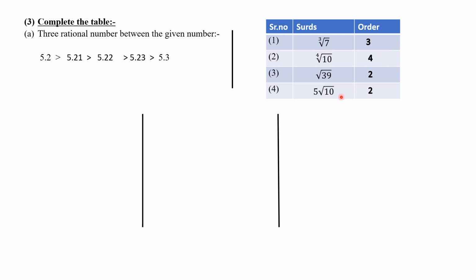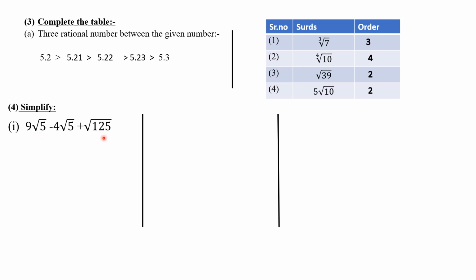So I hope you have completed this table. Now students, we'll move to our next question. Simplify. The first one is 9 into root 5 minus 4 into root 5 plus under root 125. As you know, addition and subtraction you can solve when there is the same radicand. So here it is the same, root 5, here also it is the same.